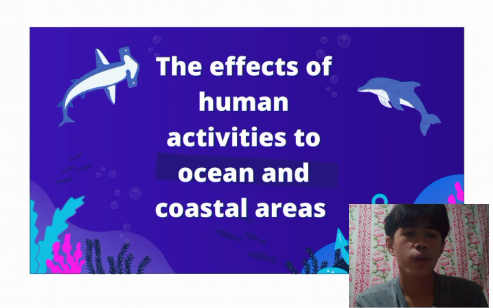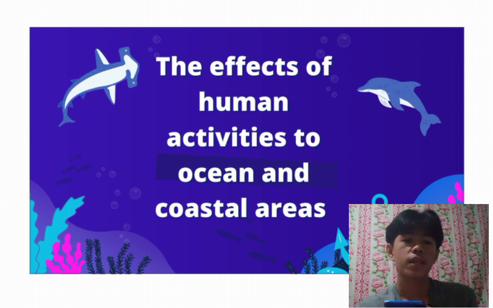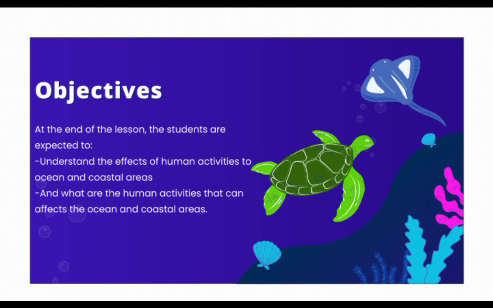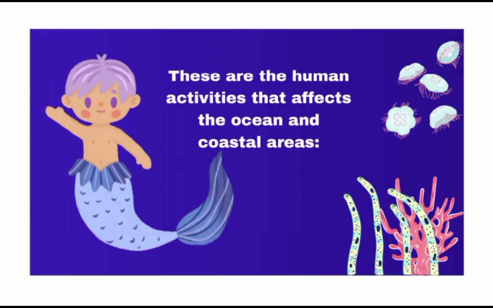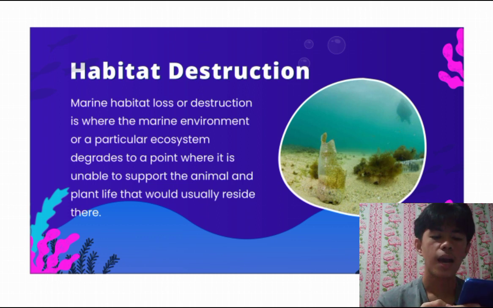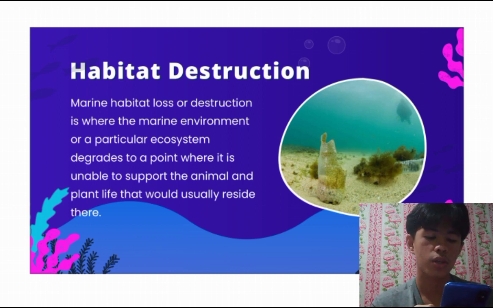So today, I'm going to discuss what are the human activities that can affect the ocean and coastal areas. First, human activities that can affect is habitat destruction. So what is habitat destruction? Habitat destruction in ocean and coastal areas refers to the degradation or elimination of natural environments essential for various marine species. So what are those human activities that cause habitat destruction? First is coastal development, pollution, dredging and destructive fishing.